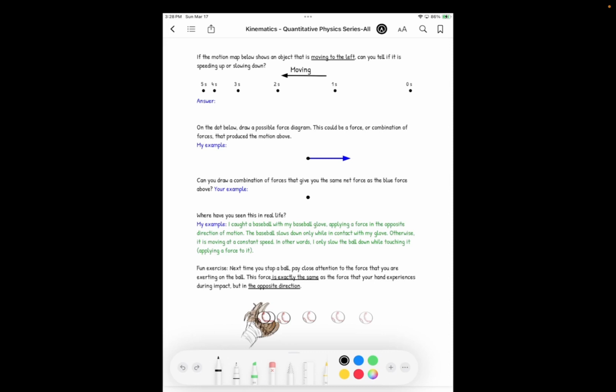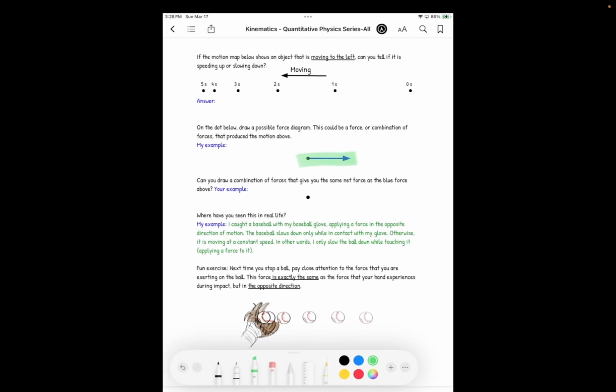Let's say there's a ball that is coming towards you and you want to stop it. What's the direction of force on it? Would it be to the right or to the left? To the right. Very good. So this blue force right here could be a force diagram for that, right? Do you want to give it a try for this example?